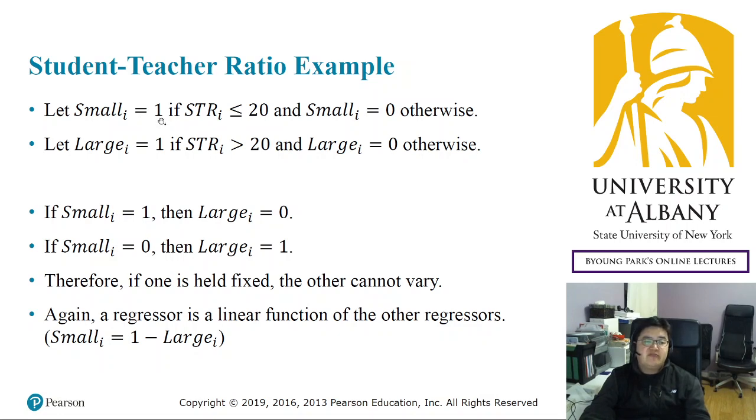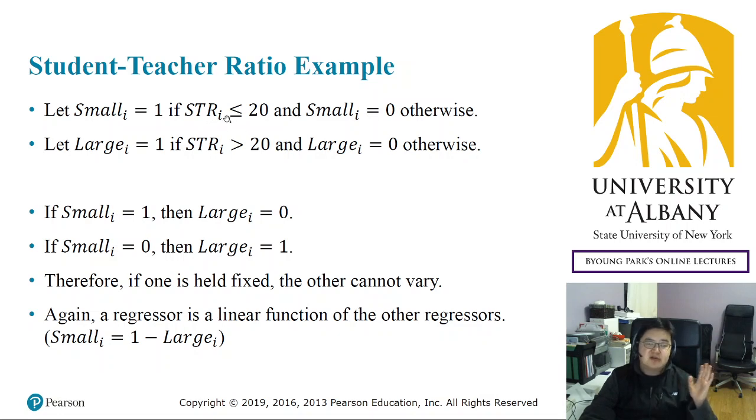So I will define an observation is in the small group, small class group, if the student to teacher ratio is 20 or smaller. Otherwise, it is 0. So the variable small is defined in this way. It takes 1 or 0 depending on this.